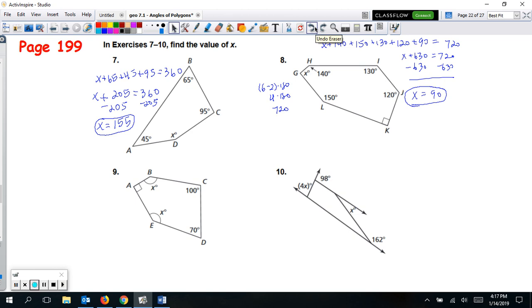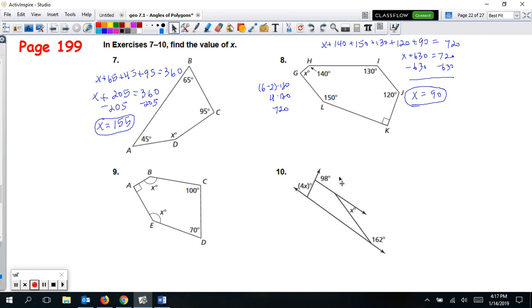Okay, so go ahead and pause the video and try these last two, 9 and 10, on your own. 9 again is interior angles. 10, however, is exterior angles. So you need to remember about the exterior angles on number 10. So try 9 and 10 and check those answers once you've done them. Okay, you should have paused the video at this point. If you didn't, pause it now and do those 2 problems, 9 and 10.